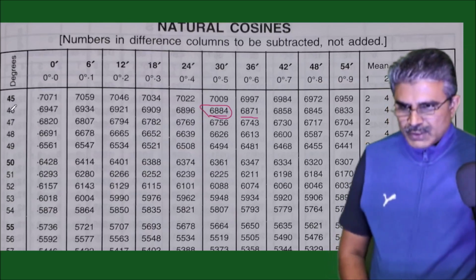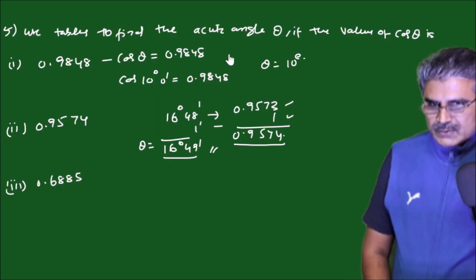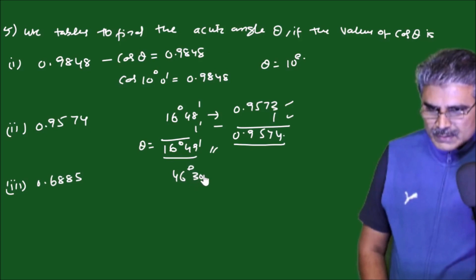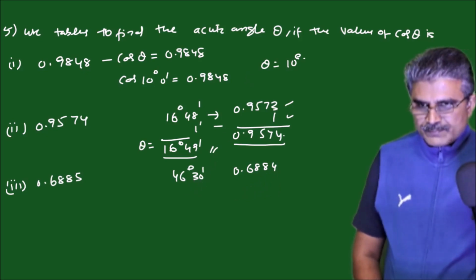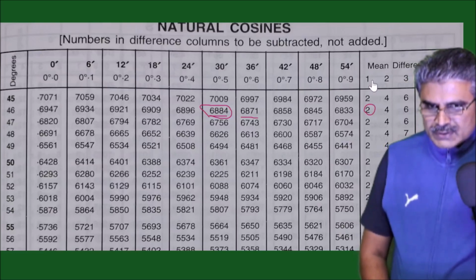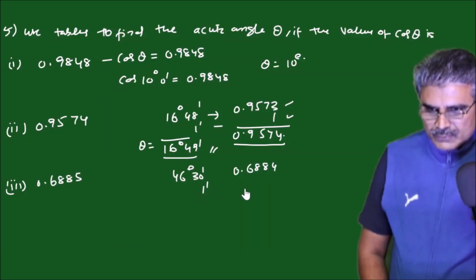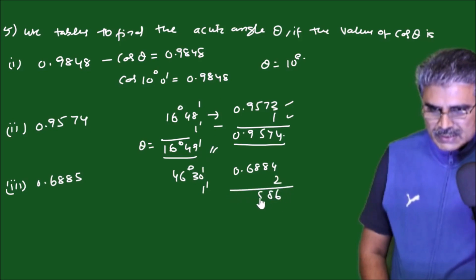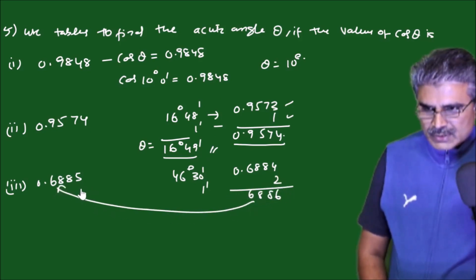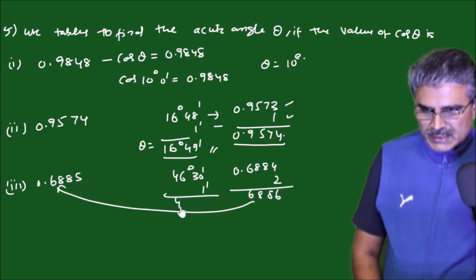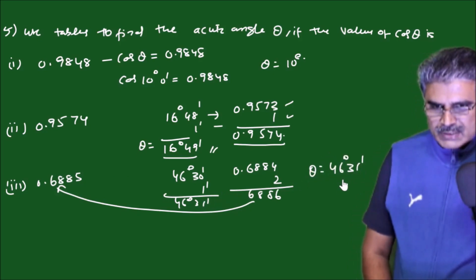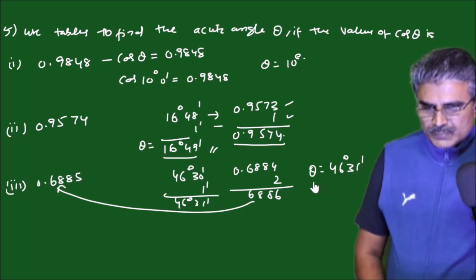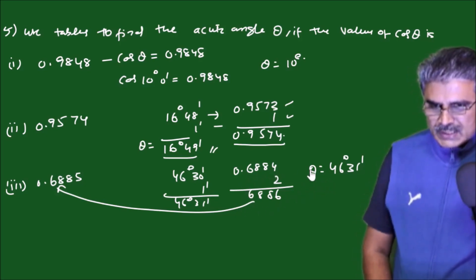Okay, so for 46 degrees 30 minutes you have a value of 0.6884, and for the extra 1, or nearby 2, you go with 1 minute, and you will have 2 here. So it is 6886, which is very near to 6885. So now the angle is 46 degrees 31 minutes. So theta is equal to 46 degrees 31 minutes is the angle whose cos value is 0.6885.